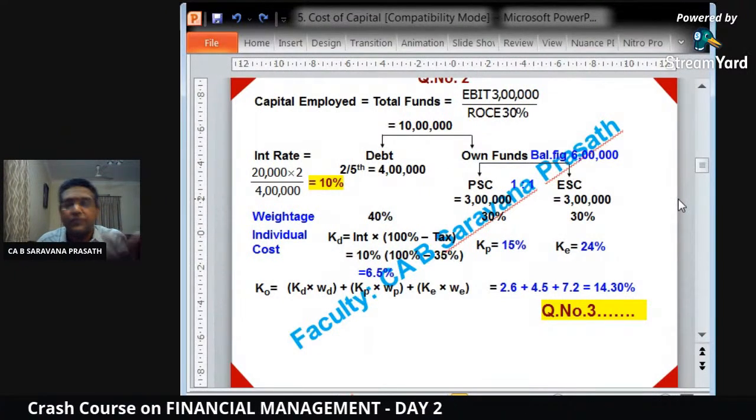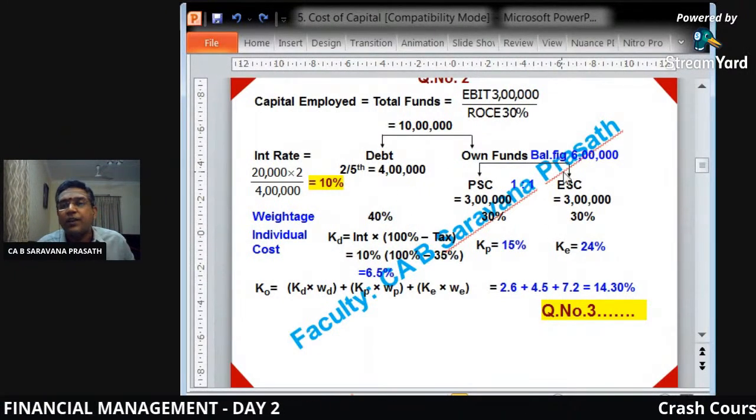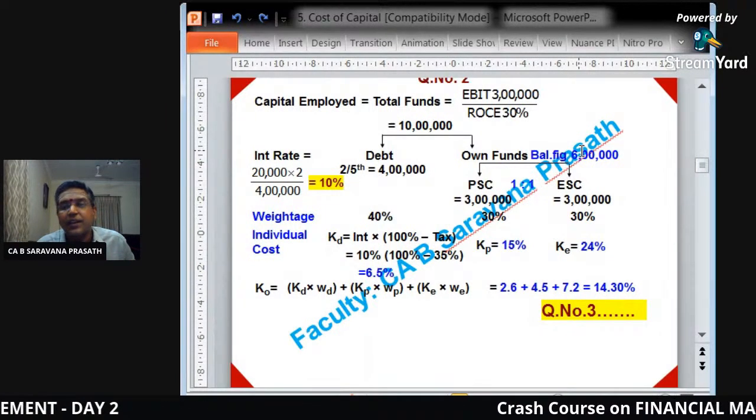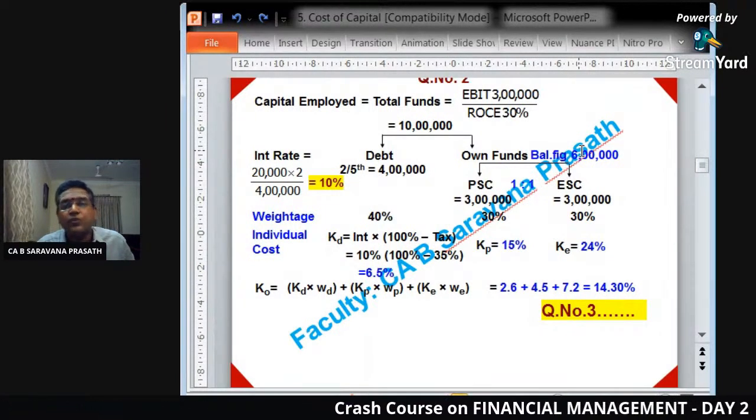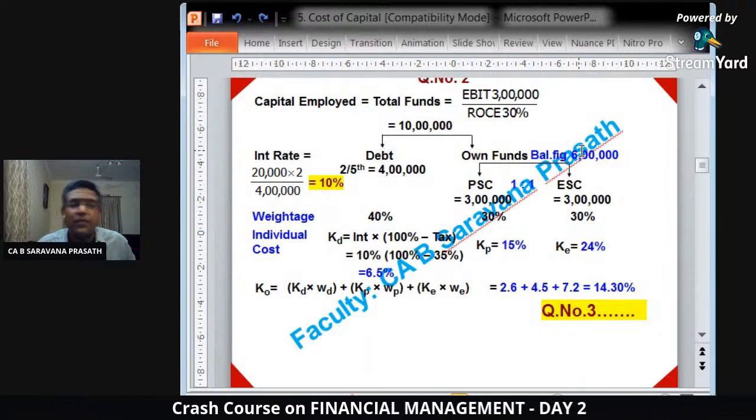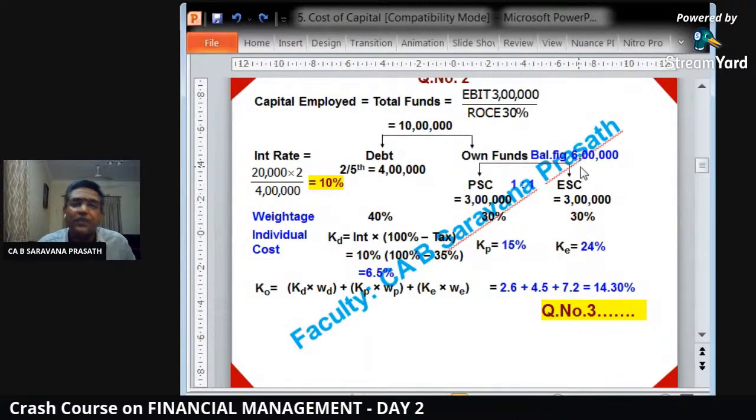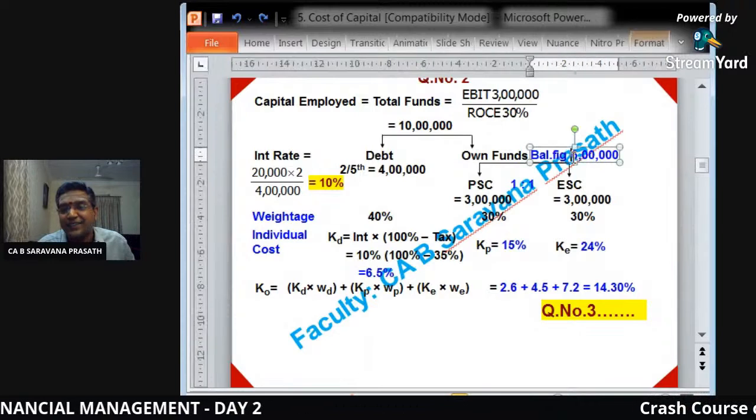Debt is 2/5, 4 lakh. Own fund is equal to the balancing figure, 6 lakh. Out of that 6 lakh, preference to equity capital is in a 1:1 ratio. So 3 lakhs each out of 6 lakhs.